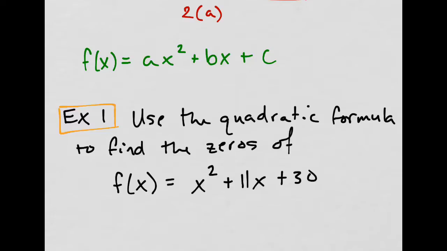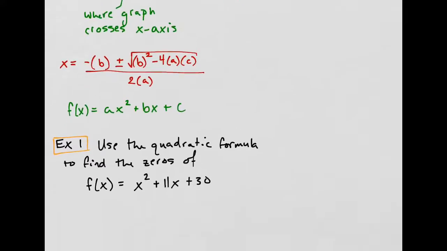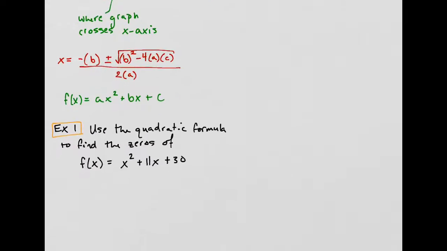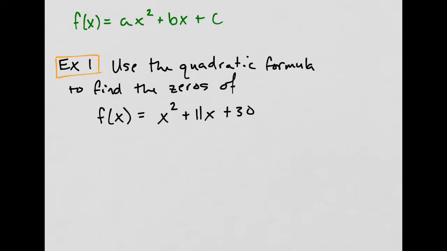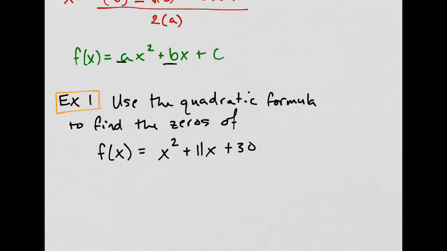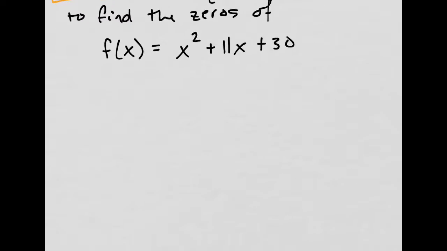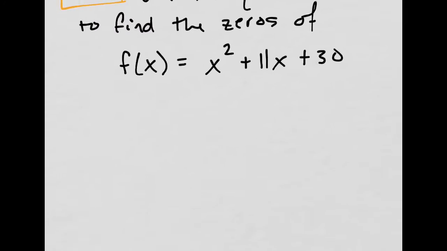Normally to find the zeros, we make this equal to 0 and then we solve. But in this case, we have a formula, so we're just going to use the formula. The first step, el primer paso, is to write down A, B, and C. ¿Qué son A, B, y C? What's A, B, and C?